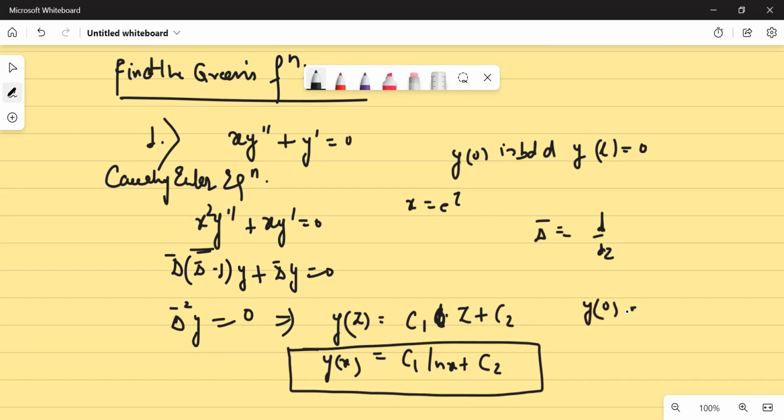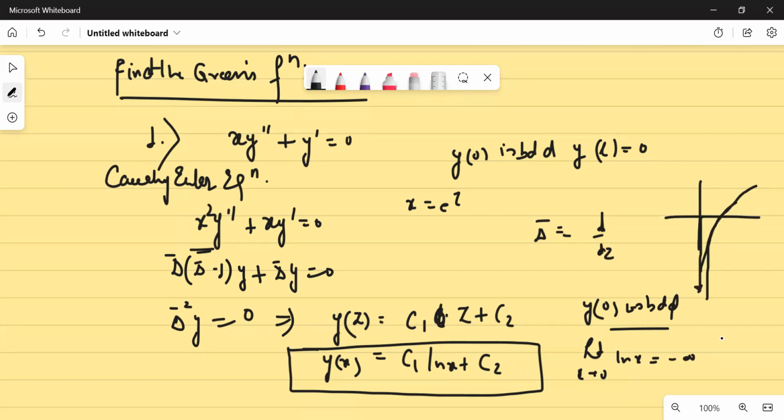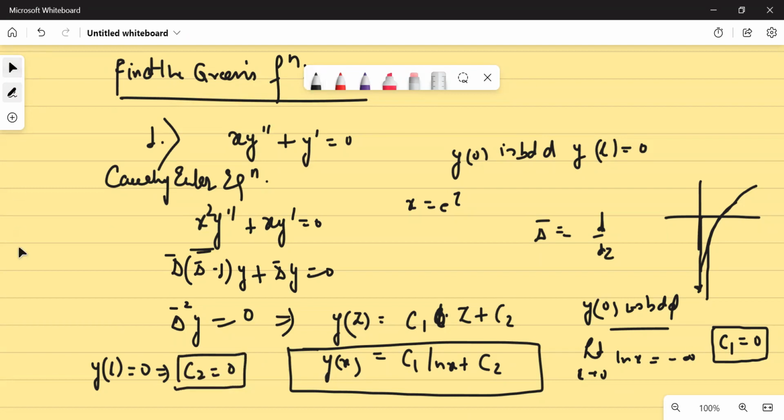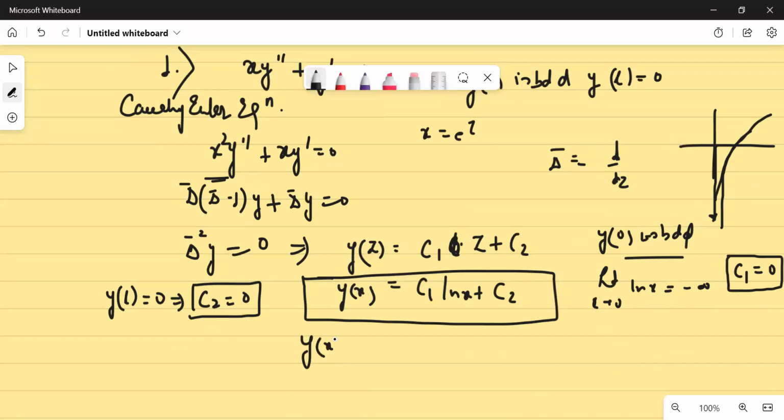So if y(0) is bounded, what does it imply? It implies the limit as x tends to 0 of ln x, we know that it goes towards minus infinity. Yesterday, I also talked about it, and again I'm making the graph. This is your graph of ln x, and you can see that as x tends to 0, ln x goes towards minus infinity. So it implies that c1 must be equal to 0. And if y(L) is equal to 0, what does it imply? Now you are left with c2 only. So y(L) equal to 0 means c2 equal to 0. So c1 equal to 0 and c2 equal to 0 implies that y(x) should be equal to 0.